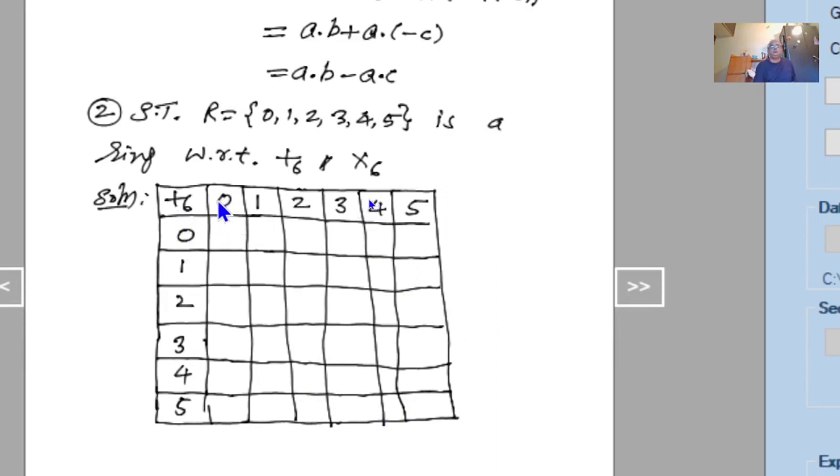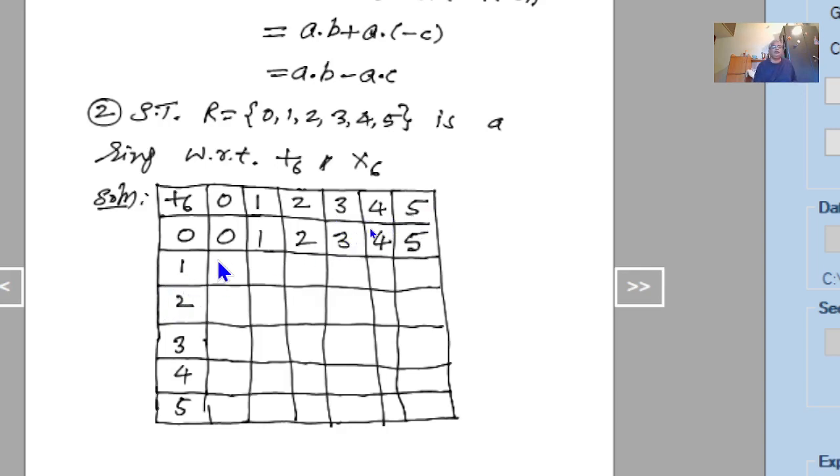0 +6 0 is equal to 0. 0 plus 0 is 0, divided by 6, the remainder is 0. 0 plus 1 is 1, divide by 6, the remainder is again 1. 0 plus 2 is 2, remainder is 2. 0 plus 3 is 3, remainder is 3. 0 plus 4 is 4, remainder is 4 itself. 0 plus 5 is 5, remainder is 5.